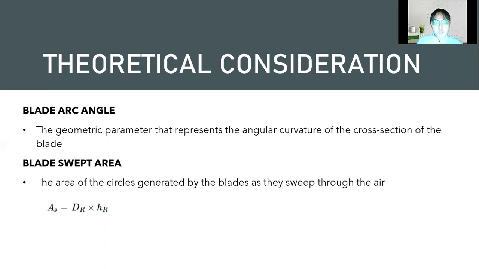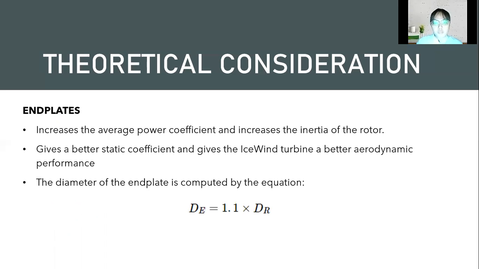The end plate is one of the simple accessories that can be added to the design of the turbine to increase its efficiency. According to Afifi 2019, the distance of end plates increases the average power coefficient and increases the inertia of the rotor, and adding end plates to the design gives a better static coefficient and gives the IceWind turbine a better aerodynamic force. The diameter of the end plates can be computed from the equation as shown.